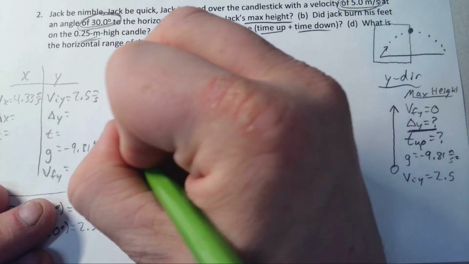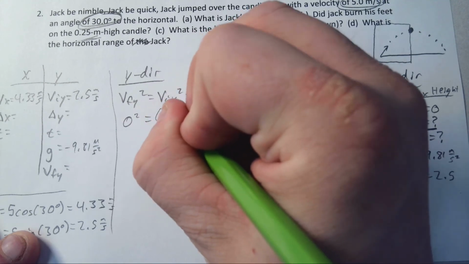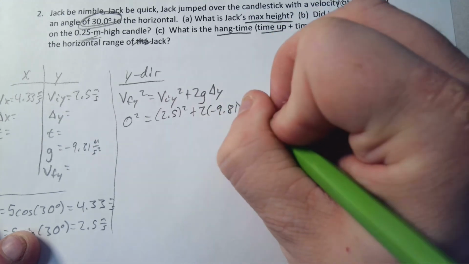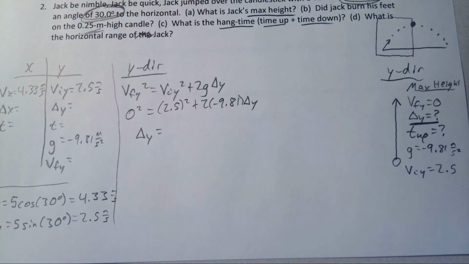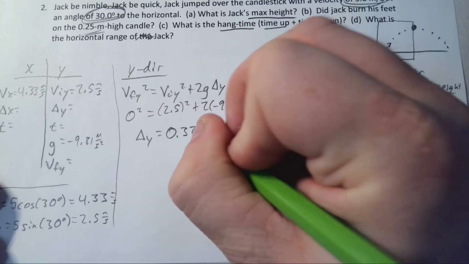Where we know that this is 0 because we're just defining the first part of the problem, because max height has nothing to do with it falling back down to the ground. Initial velocity is 2.5. We know gravity. So we're trying to find what is that delta y right there. When you get an answer, we have an answer for that one? 0.32, yep. 0.32 meters.